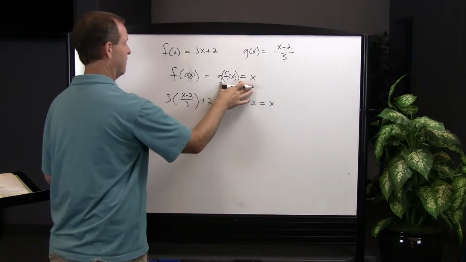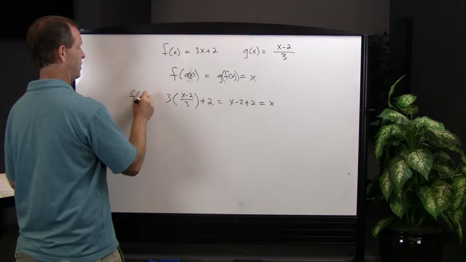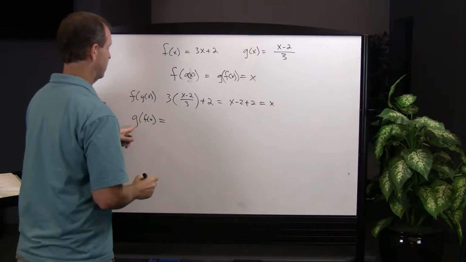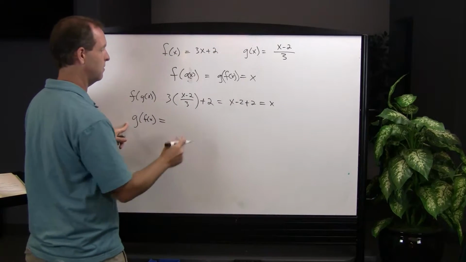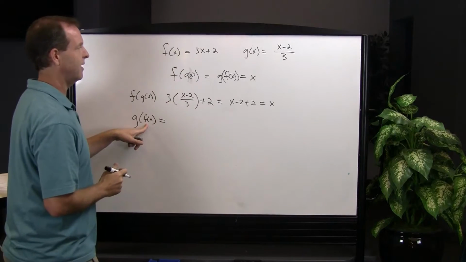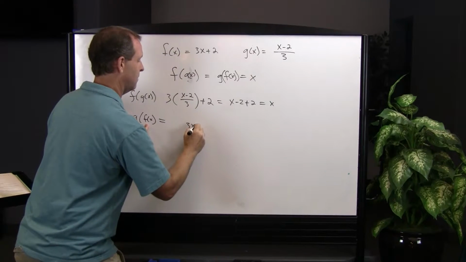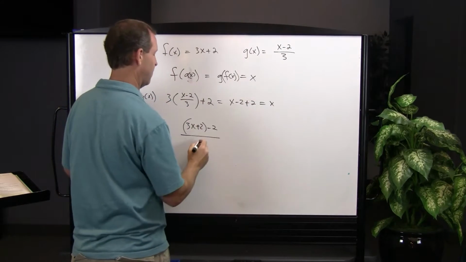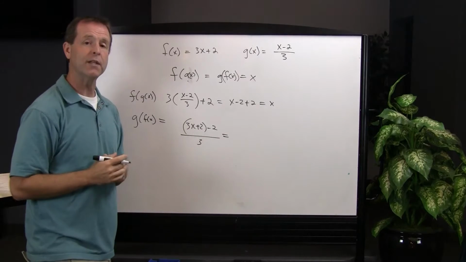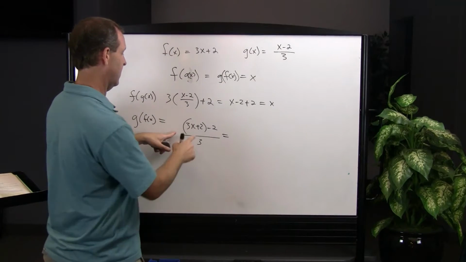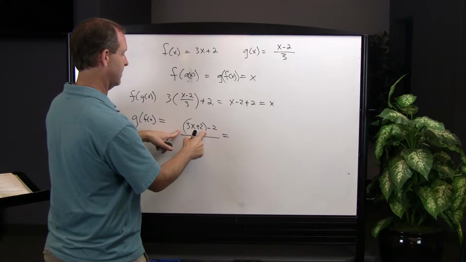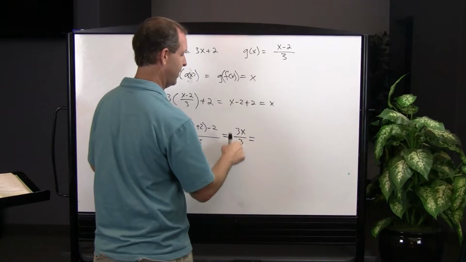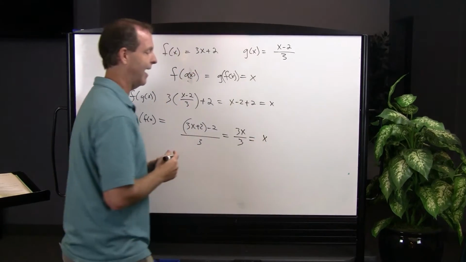Now let's look at the second function. So this was f of g of x. Let's look at g of f of x. My g function is x minus 2, but rather than an x, I'm putting in f of x, so that's 3x plus 2 minus 2, all over 3. Let's go ahead and reduce that down. The parentheses I can eliminate. So 3x plus 2 minus 2 gives me 3x over 3. The 3's are a clever version of 1, so I can just write it as x.